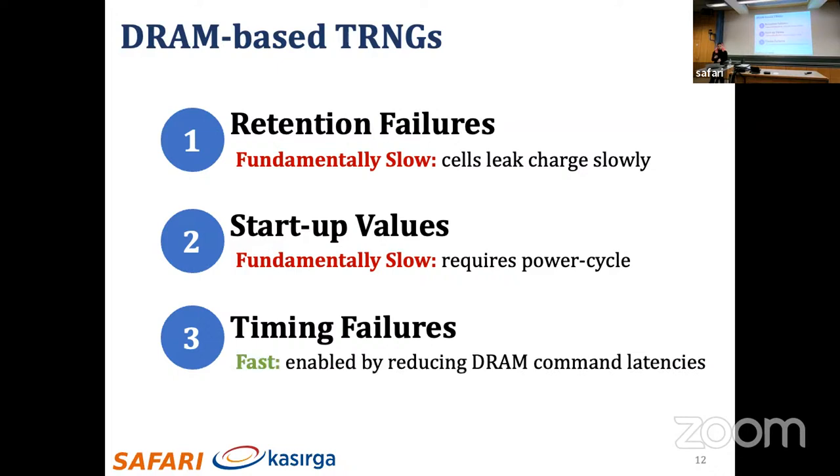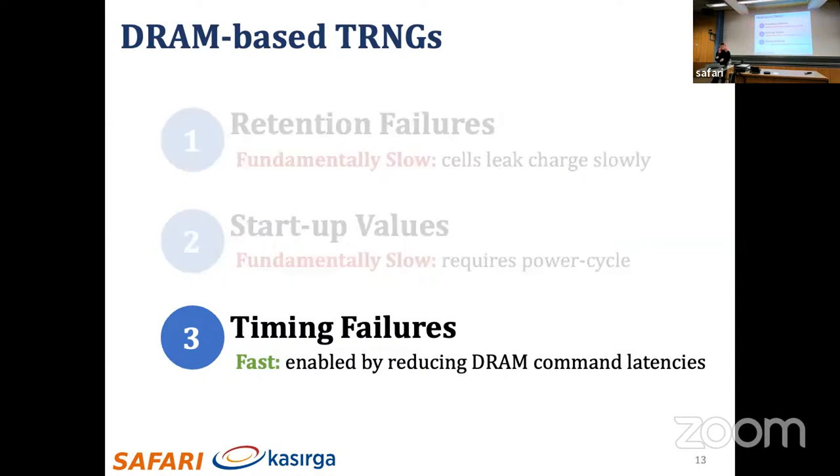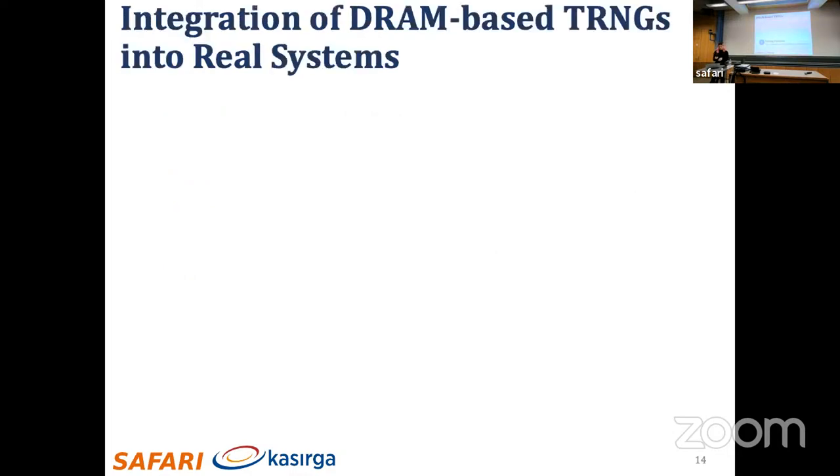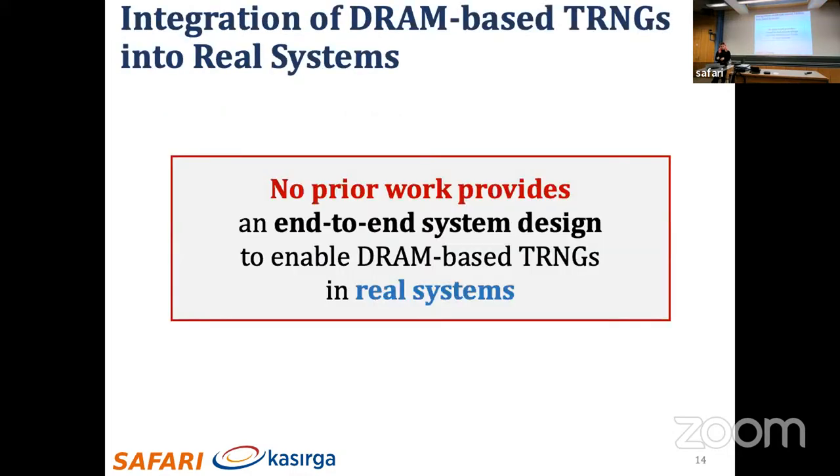However, random DRAM timing failures can be induced quickly using carefully engineered and timed valid sequences of DRAM commands on commodity DRAM devices. Therefore, they provide random numbers at high throughput with low latency, and they can be used in a streaming manner, unlike other mechanisms. However, none of the prior work proposes an end-to-end system design to enable these mechanisms in real systems.